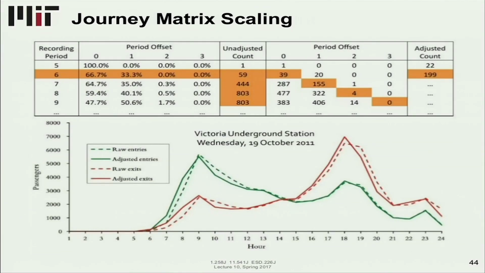So this was applied to London once again. In practice, there's another complication.